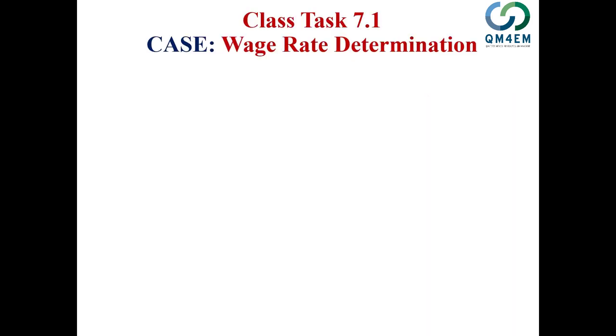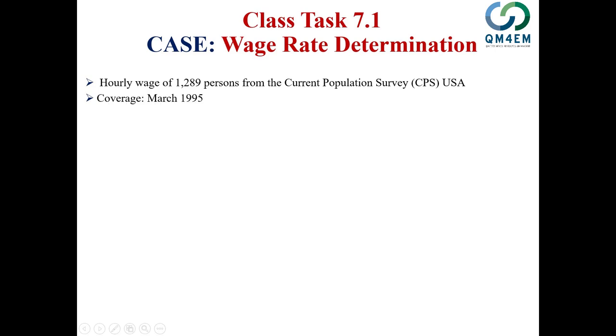Now, your side, to check how much you have learned. Let me go back to that one example which we discussed in chapter 1, wage rate determination. I'm sure you know that example. There was the hourly wage of around 1,300 persons from a US population survey, from March 1995.